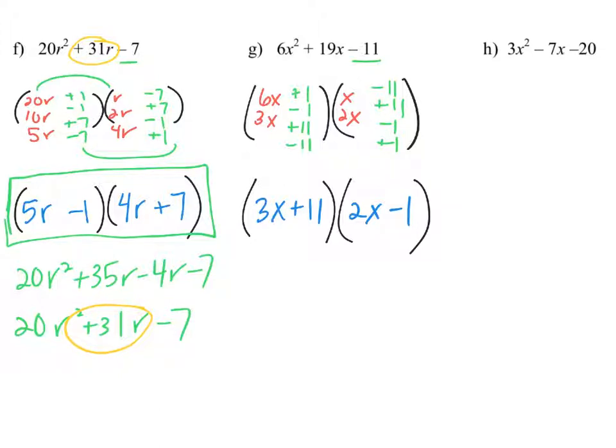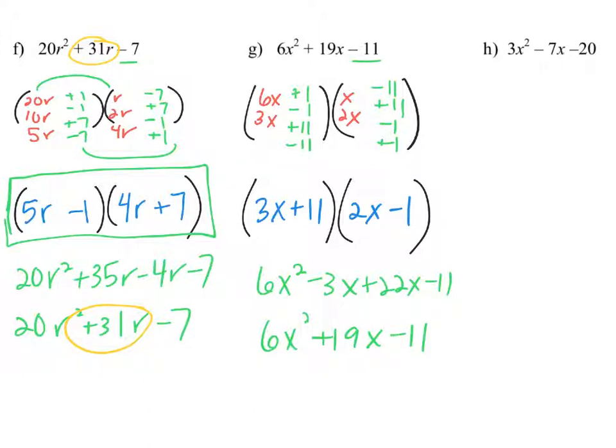First, 3x times 2x is 6x squared. The outer is minus 3x. The inner is plus 22x. And the last is minus 11. By combining the middle terms, we get 6x squared plus 19x minus 11.